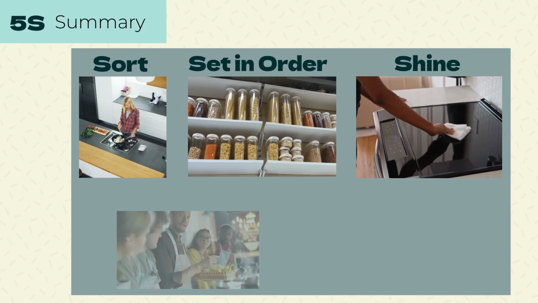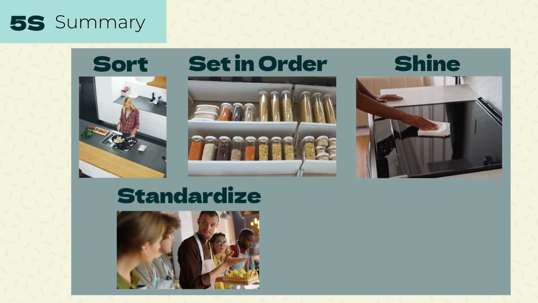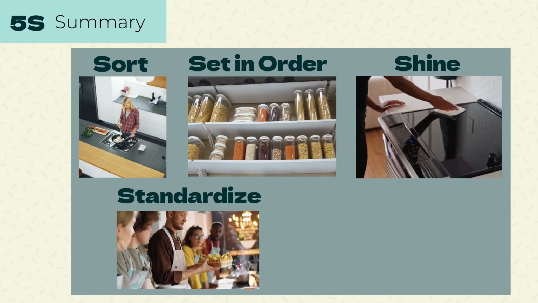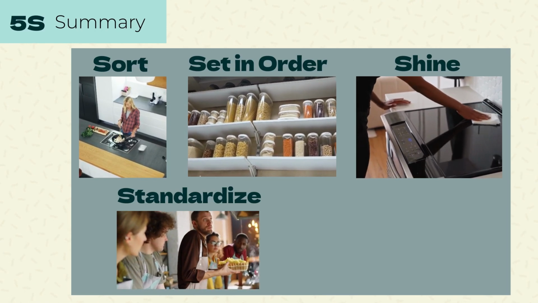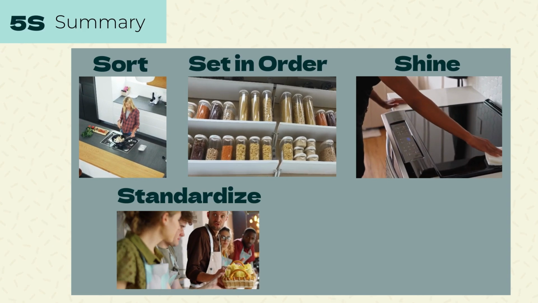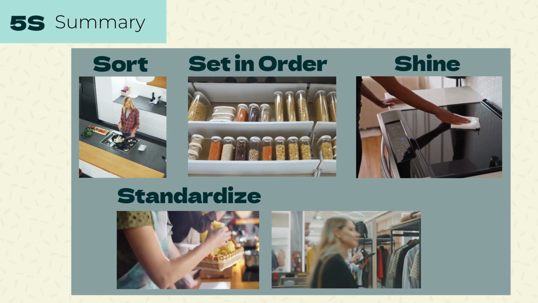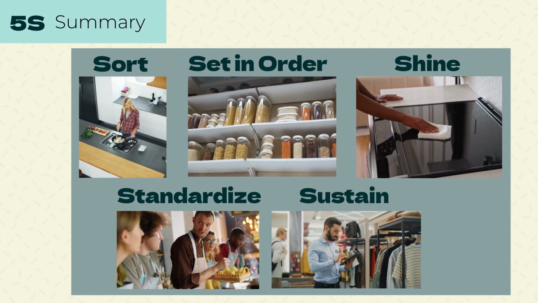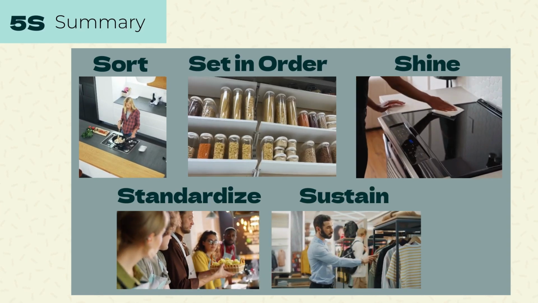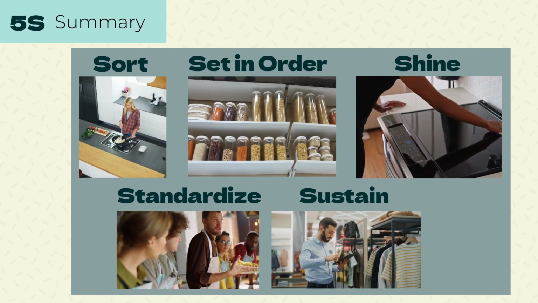After that, we standardised our procedures, creating checklists and routines to ensure consistency. Just like a McDonald's kitchen, we made sure everyone was doing things the same way. And finally, we talked about sustain, the key to making these improvements last. We created habits and routines to keep our kitchen organised, clean and efficient day in and day out.